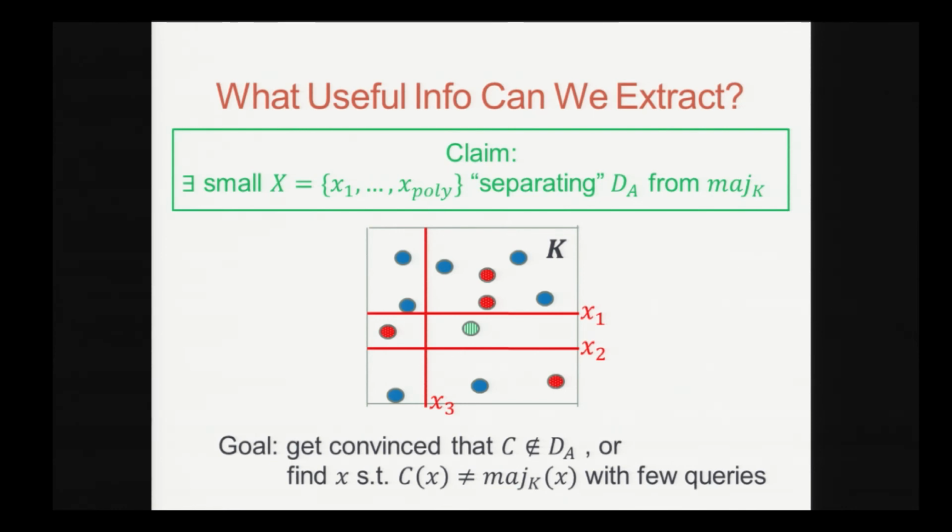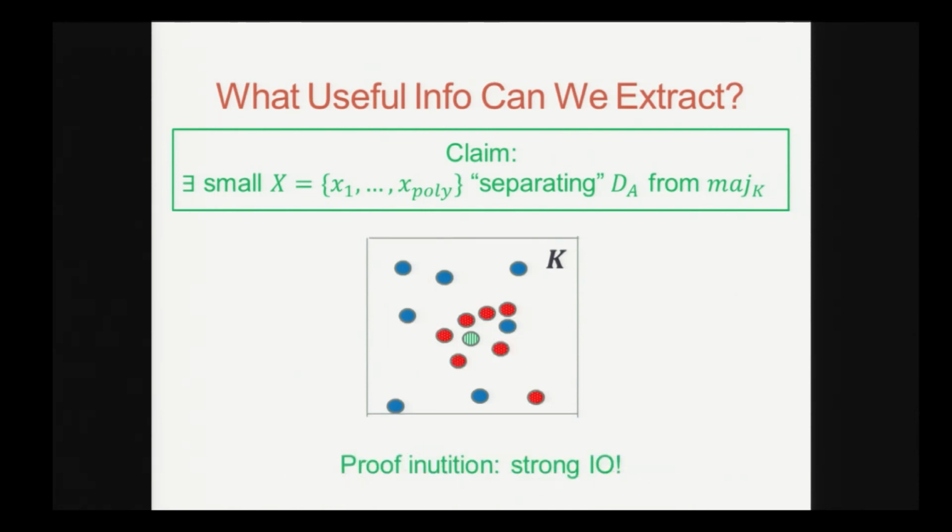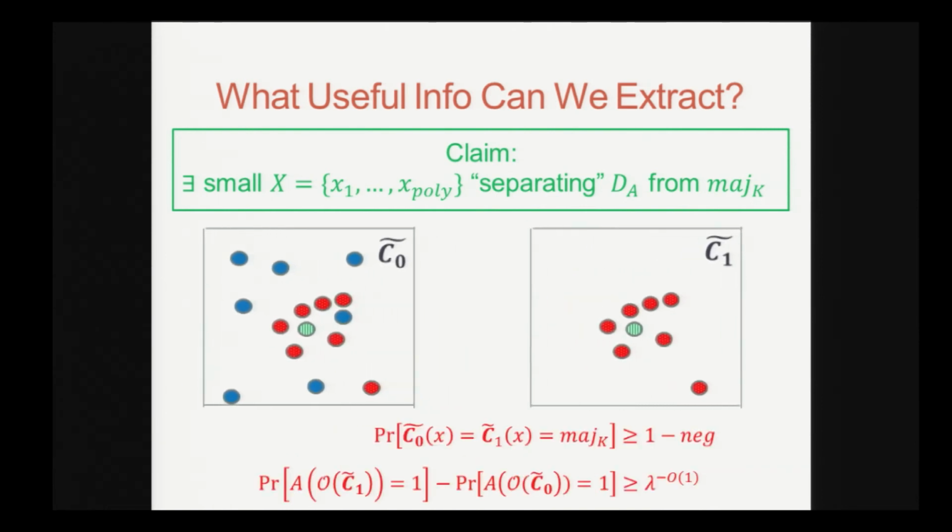Now, I'm not going to prove this claim, but I will give you the intuition, because the intuition is exactly strong I/O. So the point is that if there's no such small set, then this basically means that the distinguishable circuits themselves are very much concentrated around the same majority, around the same function. And in this case, we can actually split our set into two distributions, which are both concentrated around the same function, around this majority. This means that for any input, if we choose two random circuits in these sets, then with overwhelming probability, they agree with this majority and thus also with each other.